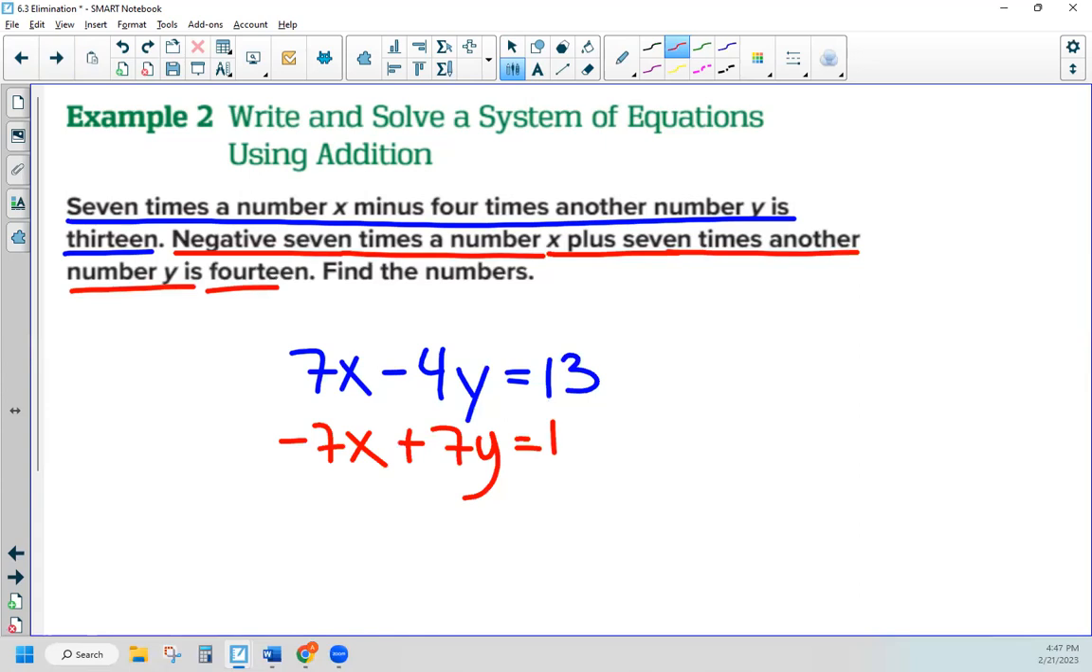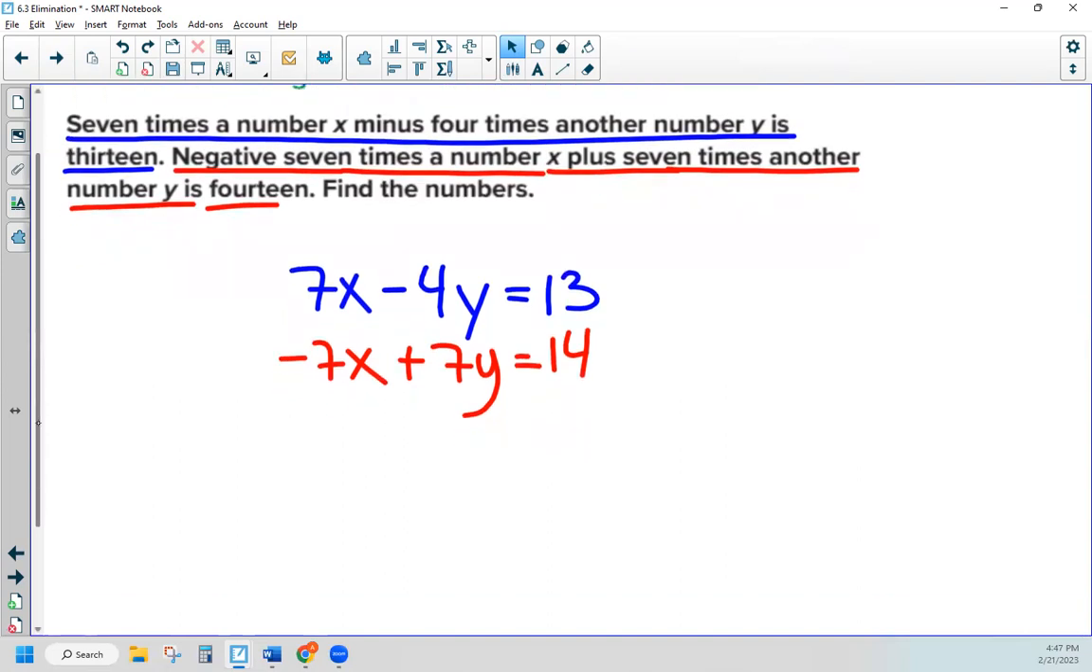Is 14. Okie dokie. We got our two linear equations in front of us, and now we need to see if they intersect, and if they do, where. So I challenge you, stop right now and try it on your own. Okie dokie artichoke, here we go, guys.